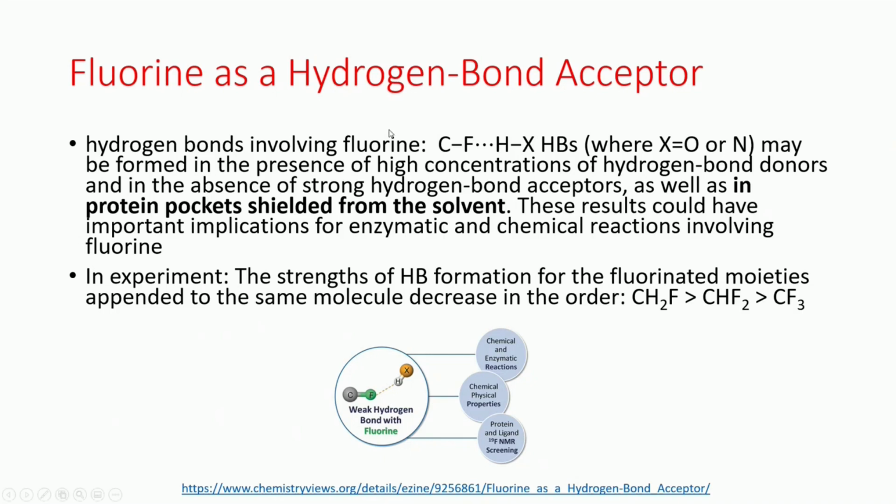But there are some conditions. A high concentration of hydrogen bond donor is required, and the absence of any other strong hydrogen bond acceptor. Under these two conditions, the fluorine can create a hydrogen bond with any hydrogen bond donor. So it can also proceed in protein pockets, and it can play a role in the interaction of a drug and any macromolecular target.